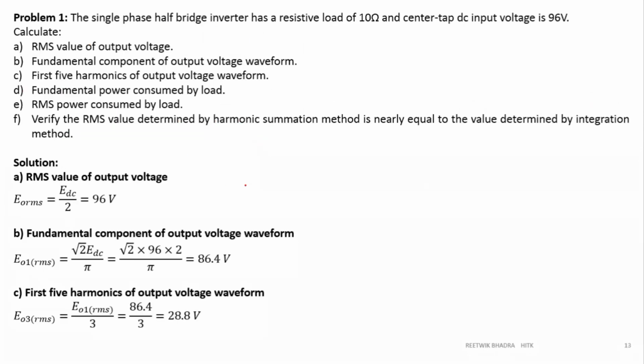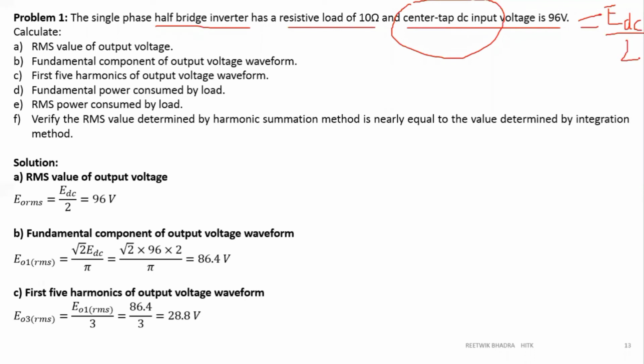Lastly, we'll discuss a problem in 5 minutes. So what is the problem over here? We are taking a half bridge inverter, since we have studied the half bridge inverter. Resistive load of 10 ohm, center tap DC voltage of 96. Remember, when the words center tap DC voltage are used, that means it is your voltage source EDC by 2, directly given in the question.